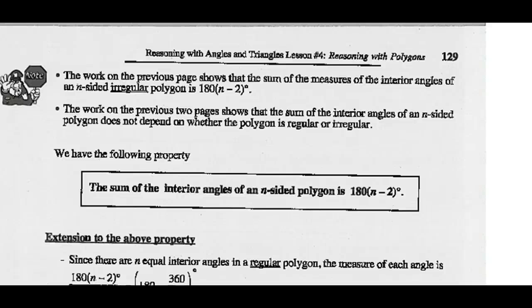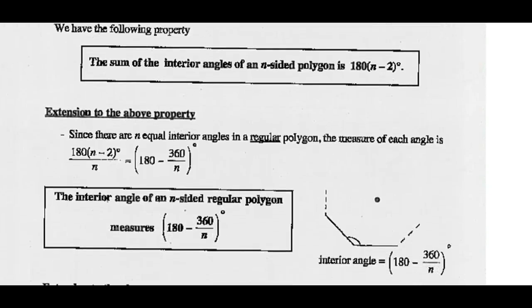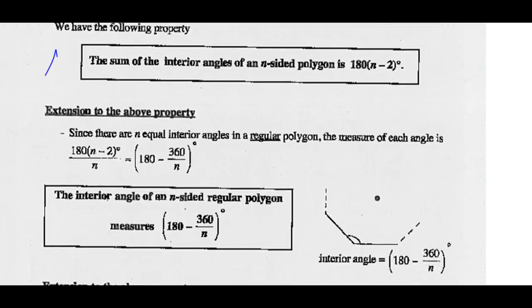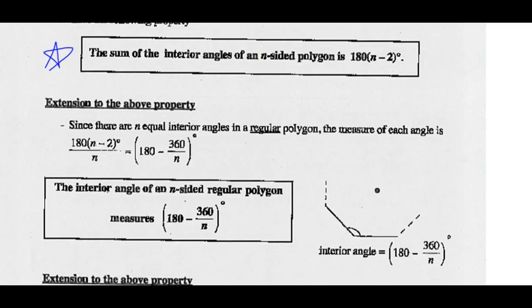So the work on the previous page showed us the same thing. The measure of the interior angles, whether it's irregular or regular, is 180 times n minus 2. So we've got the following property. The sum of the interior angles of an n-sided polygon is 180 times n minus 2. Let's look at an extension of this property.